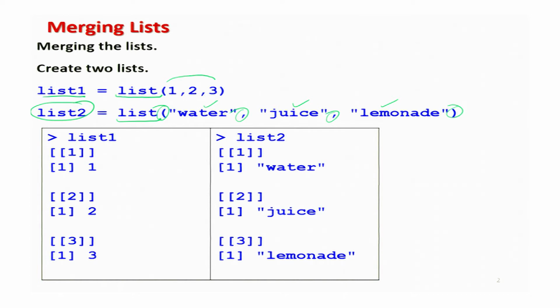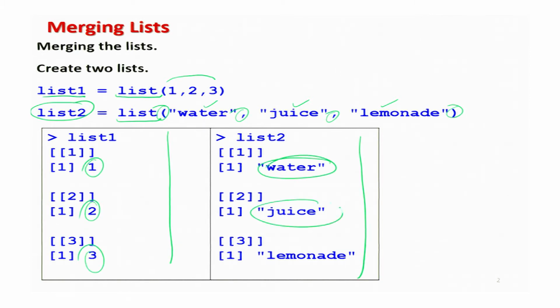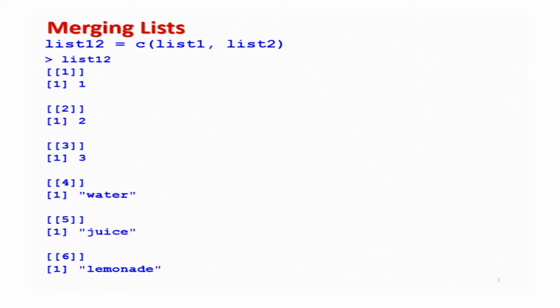Now, if you try to see these 2 lists, they will look like this. In list 1 you have 1, 2 and 3, and in list number 2 you have water, juice and lemonade. Now, I want to merge these 2 lists. How to do this merging of the lists, that is what I would first like to explain. In order to merge the lists, it is very simple. Just treat the list as a data vector and simply use the command C, and then inside the parenthesis write list 1 comma list 2, and both the lists are going to be joined in the order in which you write them inside the parenthesis.